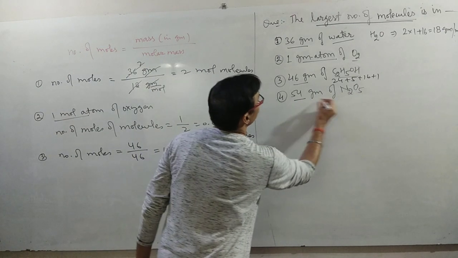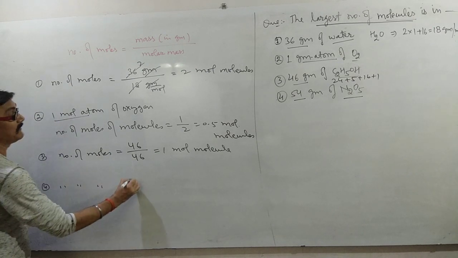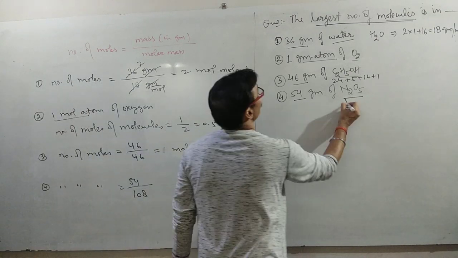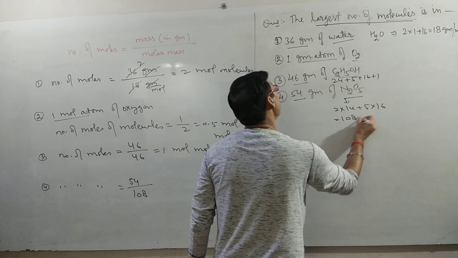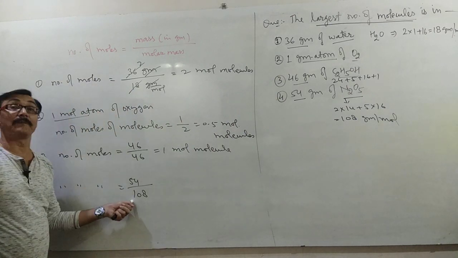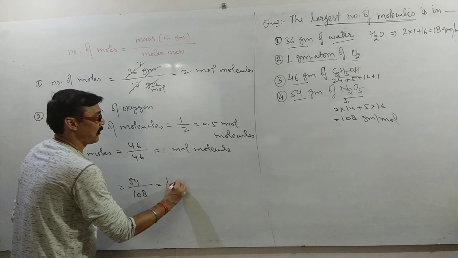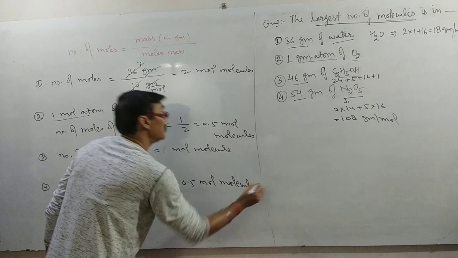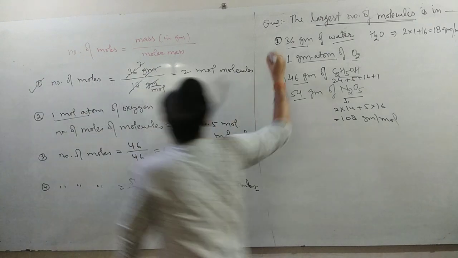And in option 4, 54 gram of N2O5, again the number of moles of N2O5 is mass in gram 54 divided by molar mass 108. For N2O5, 2 into 14 plus 5 into 16, that is 108 gram per mole. When mass is taken in gram and molar mass is gram per mole, we can directly put 1 by 2 mole or 0.5 mole molecules. So the largest number of molecules, that is the largest number of moles, will be in option first. Answer will be first.